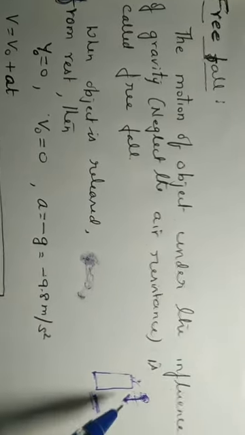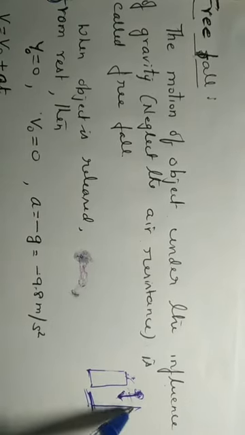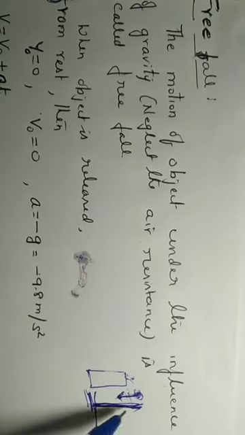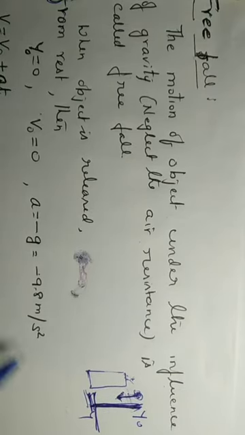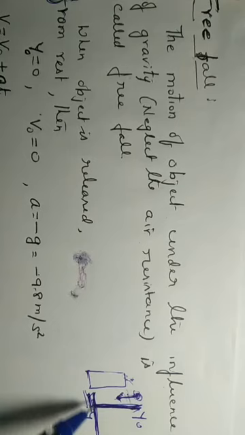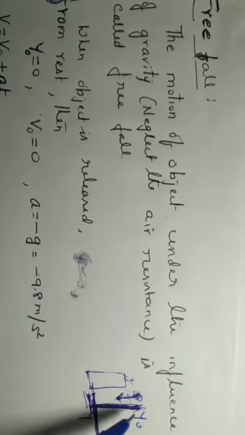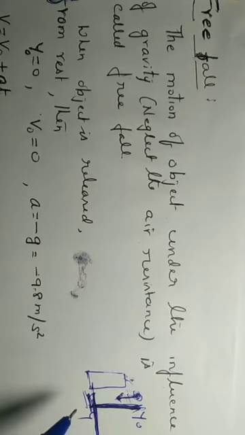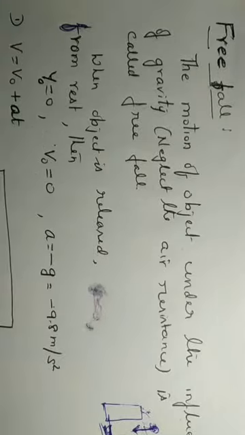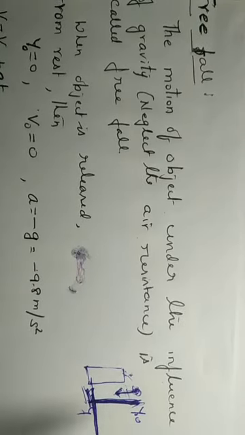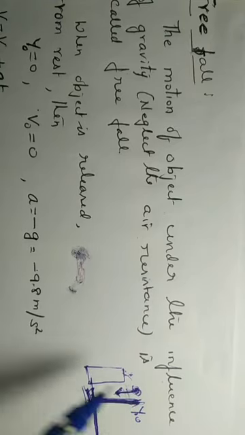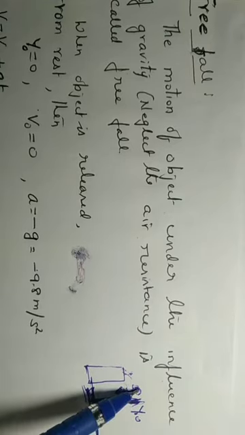So this fall is in the y-axis. If this is the initial position y naught, this is the final position y, it is not along the x-axis, it is in the y-axis. So in the kinematic equations, instead of x terms you have to use y terms. What is the initial position? Y naught. What is the final position? Y. When you drop the ball, what is the initial velocity? That will be 0.